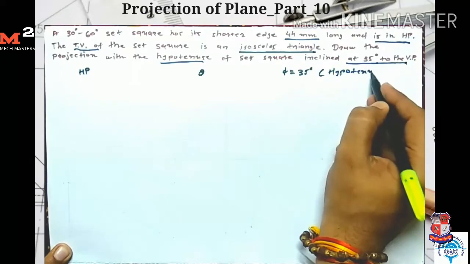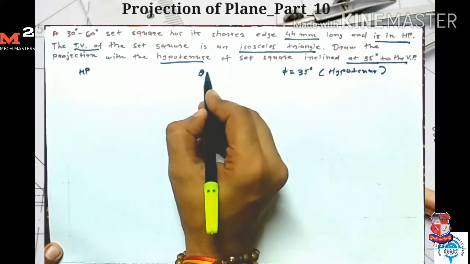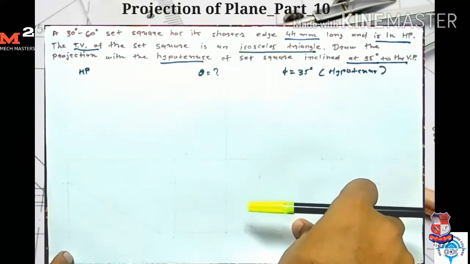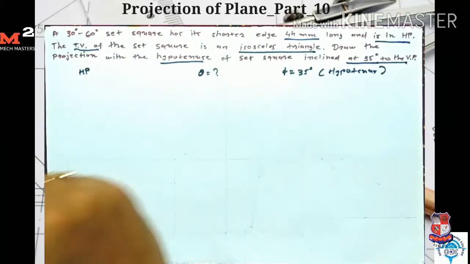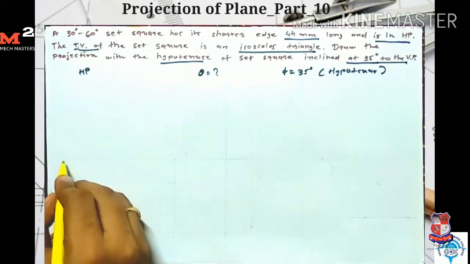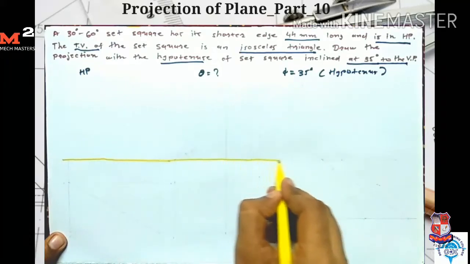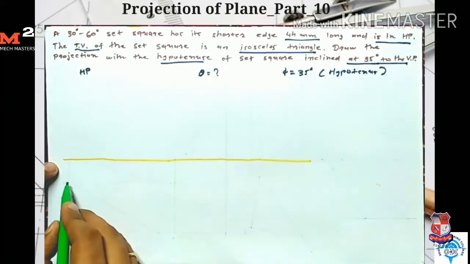hypotenuse of the set square. Now here the theta is not given for the second stage. But one condition is given that the top view of the set square is seen as an isosceles triangle. So first I draw one reference line here. Here the plane is resting on HP. So we draw the set square on the horizontal plane and it is resting on the shorter side. So we draw the shorter side on the left hand. So I draw the shorter side here.